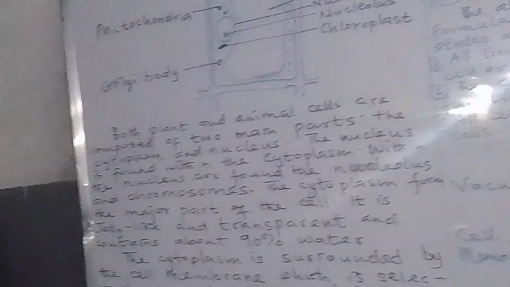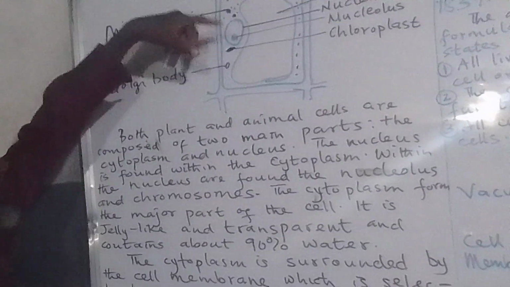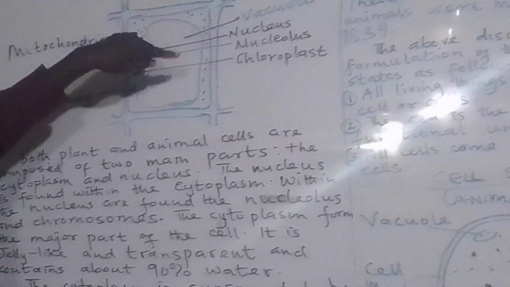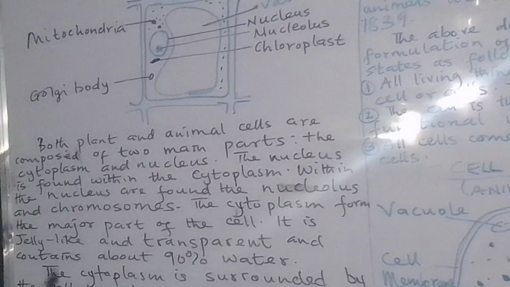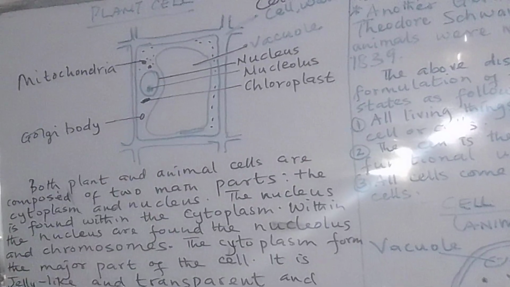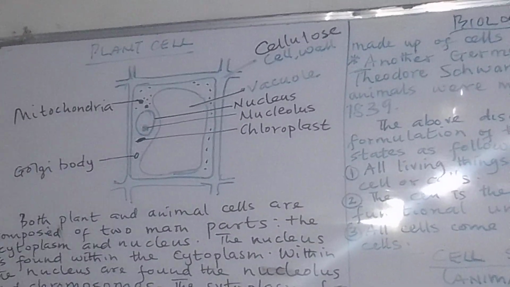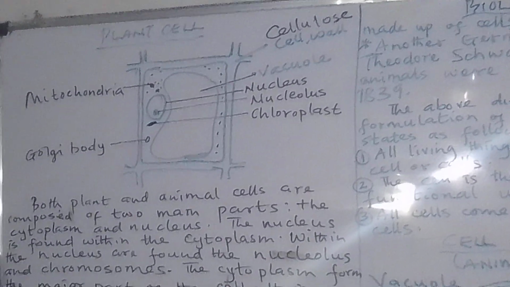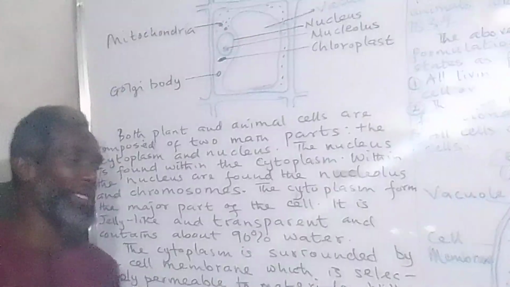So both plant and animal cells are composed of two main parts. That is, they are made up of the cytoplasm, which is the entire inner part, and the nucleus. The nucleus is found within the cytoplasm. And within the nucleus are found the nucleolus and chromosomes, which are thread-like structures that carry genes for heredity and variation. So the cytoplasm forms the major part of the cell.